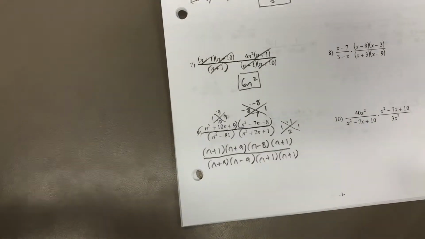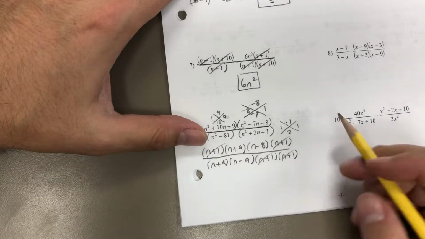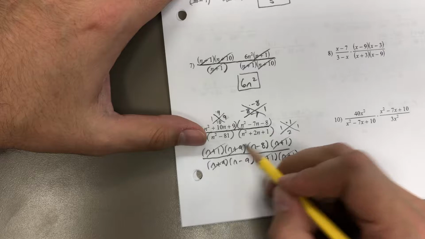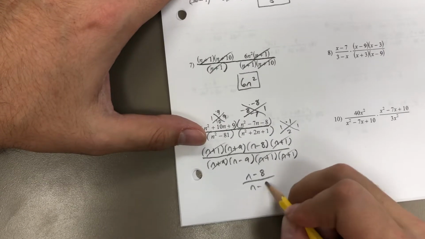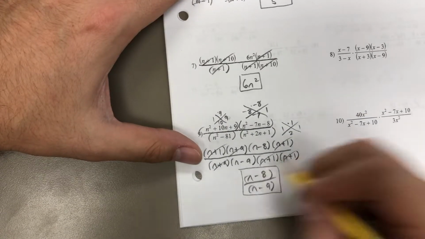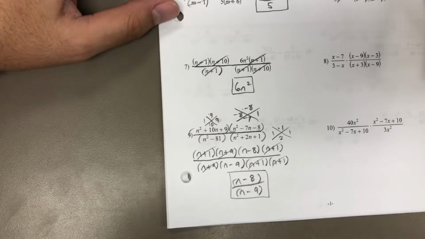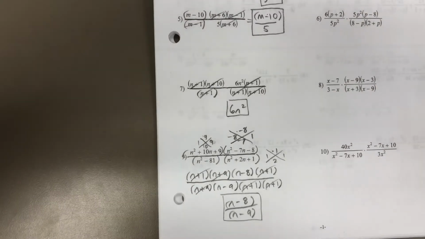All right, let's try and factor stuff out as much as we can. N plus 1s cancel out, other n plus 1s cancel out, n plus 9s cancel out, so we're left with n minus 8 over n minus 9. And this is the simplified expression. So there we go. That's the first page of 3.2. That's where I'm going to stop. And now let's do the second page of 3.2, the odds.